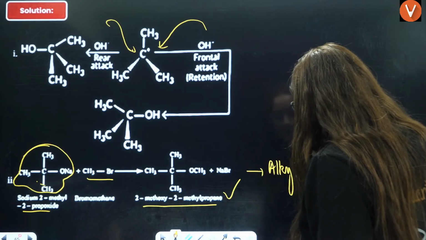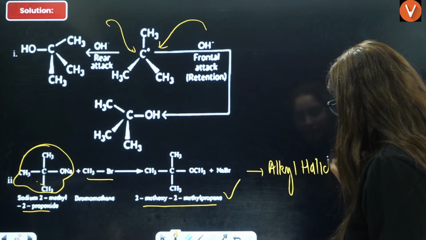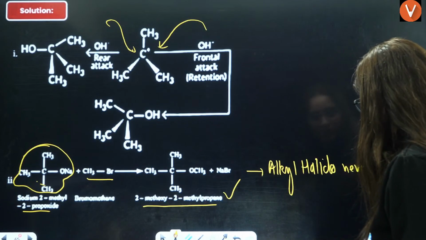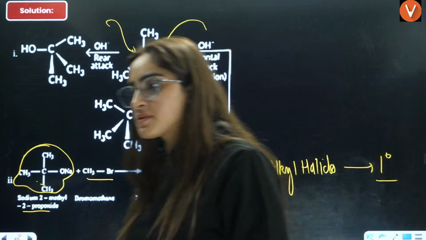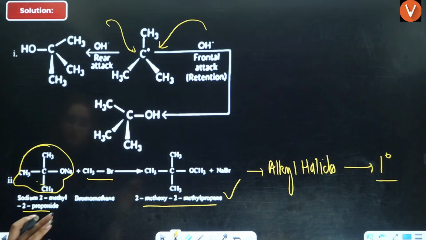Alkyl halide never 3 degree, always 1 degree, always primary. Okay, in Williamson reaction the alkyl halide is always primary.